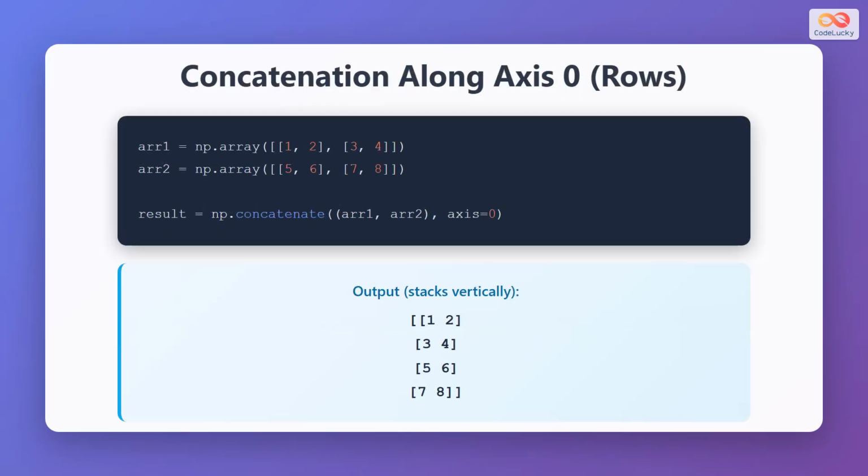Now let's explore two-dimensional arrays. Here we have two 2 by 2 matrices. Array 1 contains rows 1, 2, and 3, 4, while array 2 contains rows 5, 6, and 7, 8. When we concatenate along axis 0, we're stacking the arrays vertically, adding new rows. The result is a 4 by 2 matrix where array 2's rows are added below array 1's rows. The output shows all 4 rows, 1, 2, 3, 4, 5, 6, and 7, 8. Axis 0 concatenation is perfect when you want to combine datasets by adding more observations or samples.